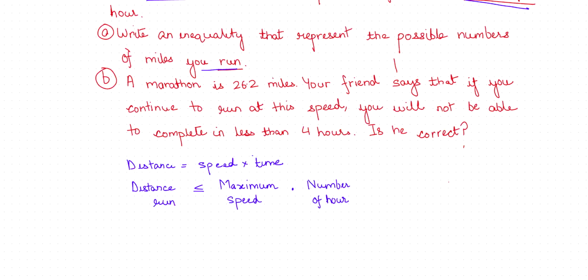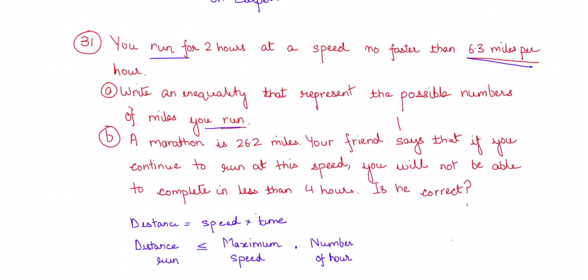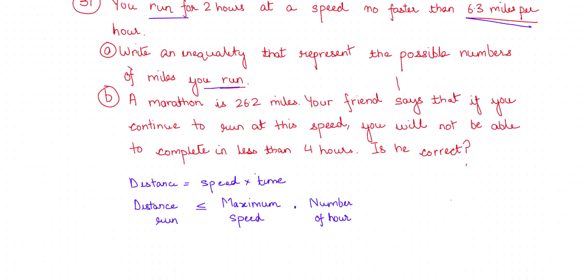So the distance would be less than or equal to the maximum speed times hours, because the speed is no faster, meaning the speed is less than. It means the distance covered would be less than the maximum speed times the number of hours. So if it is the maximum speed, then it will be equal to, and if it is less, then the distance will be less than the maximum speed times the number of hours.